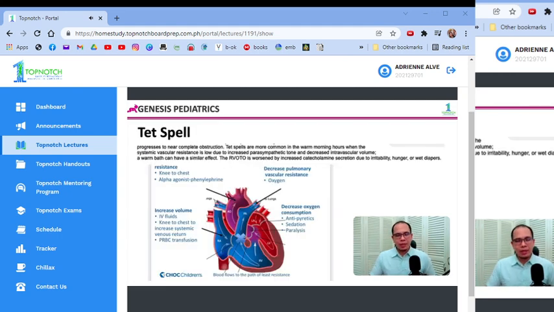Okay, so when we discuss tetralogy of Fallot, we also have to discuss your TET spell. So basically what happens in TET spell is, for whatever reason, your blood flow going through the lungs is further decreased, which causes your unoxygenated blood to be shunted more towards your systemic circulation, thereby worsening the degree of your cyanosis. So this is a vicious cycle.